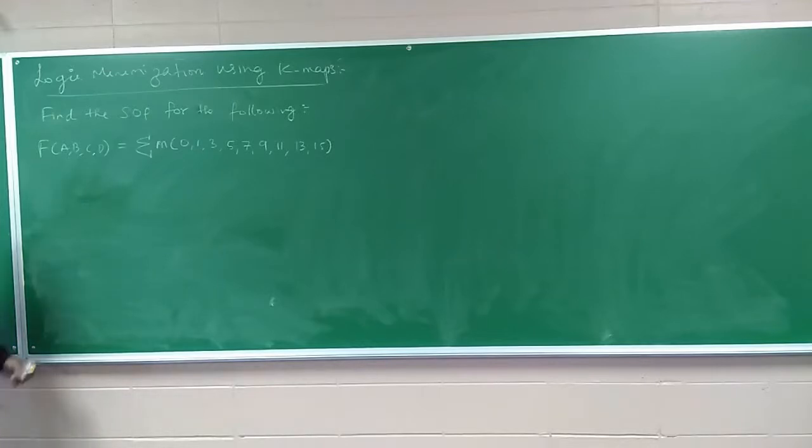So given to us is this particular problem, which is to find the SOP. SOP stands for sum of products, for the following expression: a function f, inputs labeled A, B, C, and D, and the minterms are 0, 1, 3, 5, 7, 9, 11, 13, and 15.